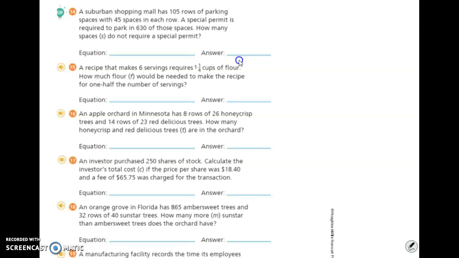All right, a recipe that makes 6 servings requires 1 1/4 cups of flour. How much flour would be needed to make the recipe for 1/2 the number of servings? Okay, well, 1/2 the number of servings would be 3 servings, but aren't we just going to take 1/2 of this? Yeah, I think that's all we need to do.